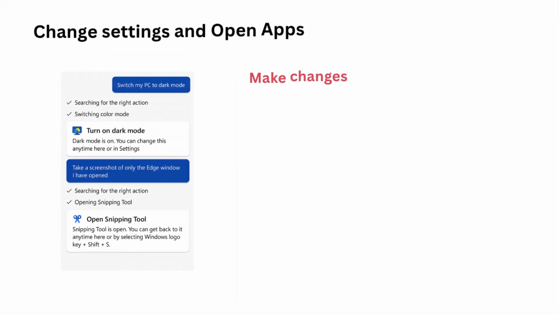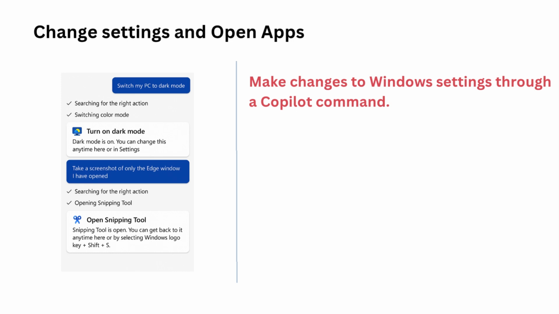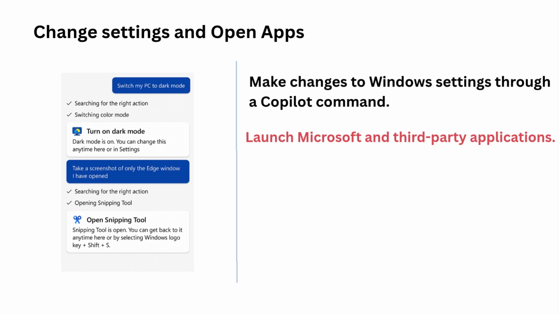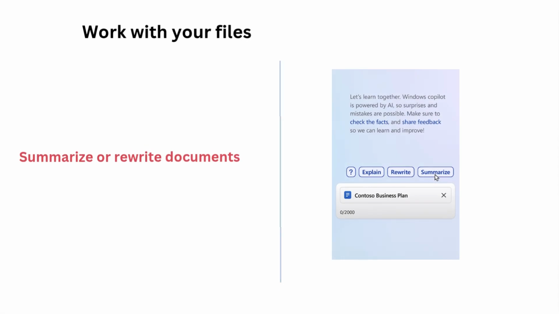Key features of Windows Copilot: PC settings integration. Change Windows settings by simply asking Copilot. No need to navigate through menus, just use natural language commands. App launching. Ask Copilot to open Microsoft apps, example, Word, Excel, Outlook, and third-party apps installed on your PC. File interaction. Copilot can help with your files by summarizing documents, rewriting content, transcribing audio files into text.